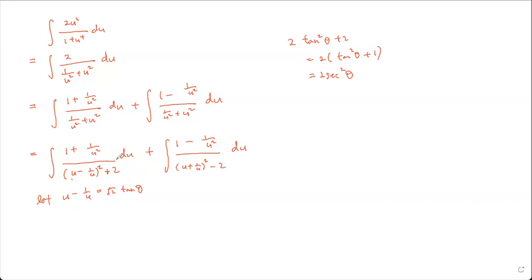But I need to replace the du as well. So I'm going to differentiate the left-hand side with respect to u. Differentiating this, I should get 1, and differentiating negative 1 over u, I should get plus 1 over u square, du. And differentiating the right-hand side, I should get square root 2 secant square theta d theta. Now, I know that the denominator, in fact, I already simplified here. So let's plug in the expressions.